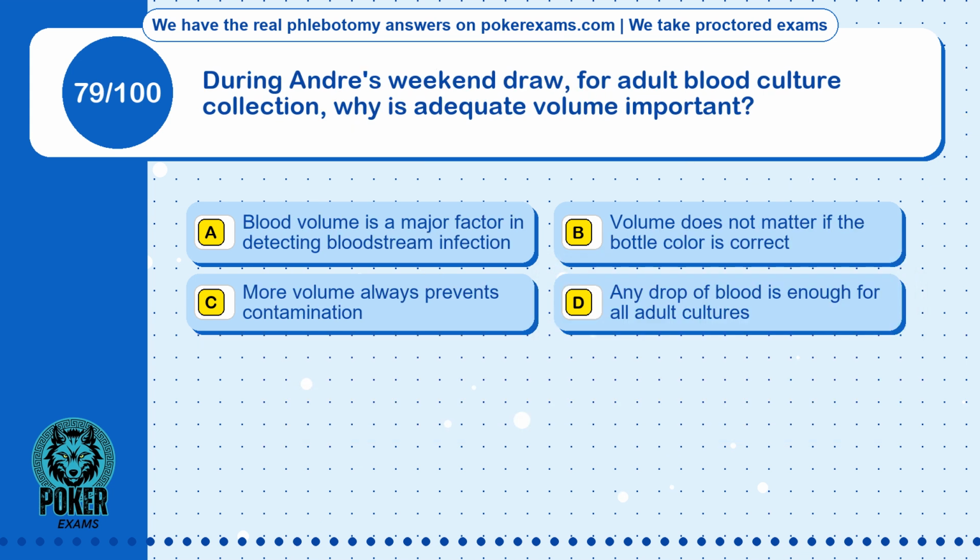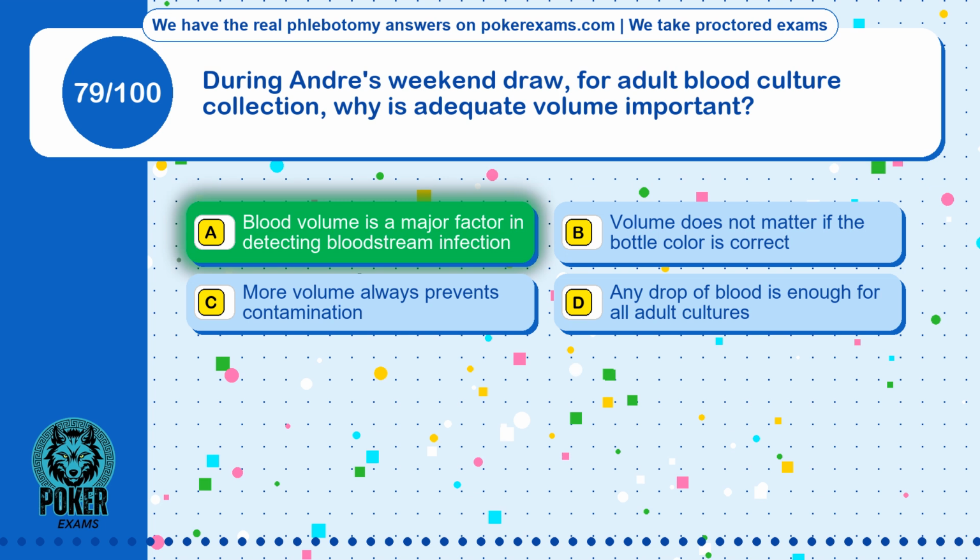Question 79. During Andre's weekend draw, for adult blood culture collection, why is adequate volume important? Option A. Blood volume is a major factor in detecting bloodstream infection. Option B. Volume does not matter if the bottle color is correct. Option C. More volume always prevents contamination. Option D. Any drop of blood is enough for all adult cultures.